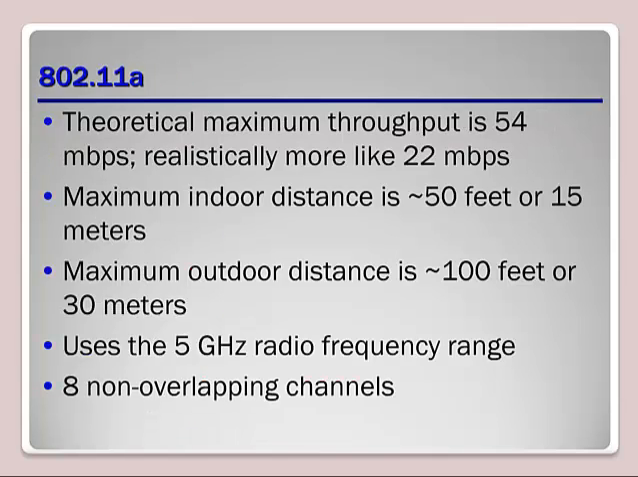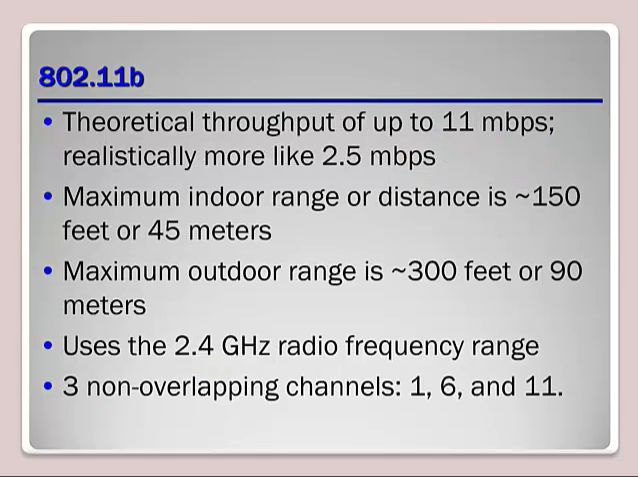So 802.11a is one of the original standards that were out for wireless, and the theoretical maximum throughput is 54 megabits per second, but it's realistically more like 22 megabits per second. Maximum indoor distance is about 50 feet or 15 meters. Outdoor distance is about 100 feet or 30 meters. And this uses the 5 gigahertz radio frequency range, and there are 8 non-overlapping channels in this range.